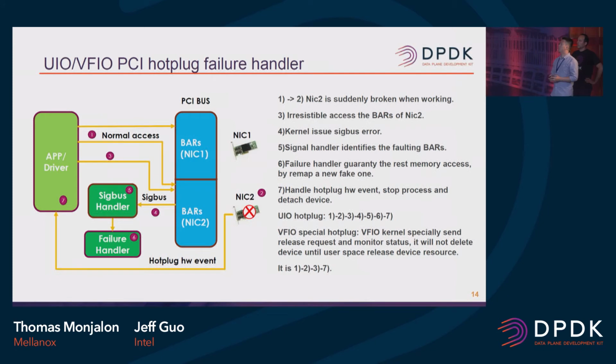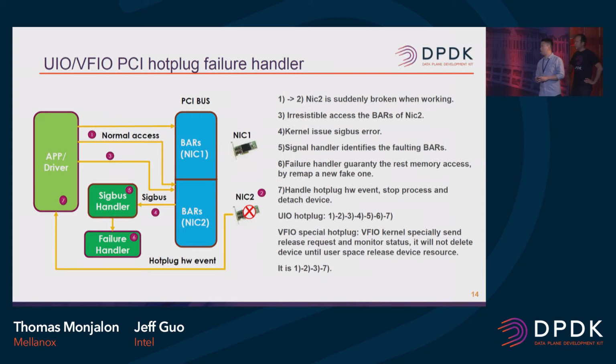So this is the detail about the UIO and VFIO PCI Hotplug failure handler. You can see there are two NICs working, and NIC 2 suddenly broke. At this time, the data path is fast, since the data path is faster than the control path, so it still tries to access this device's resources, but the device no longer exists. So it will issue a SIGBUS error. This is raised from the kernel side.